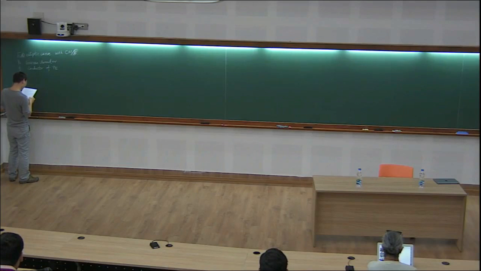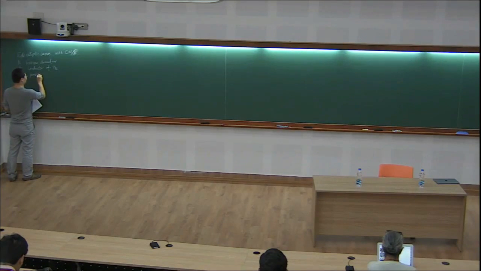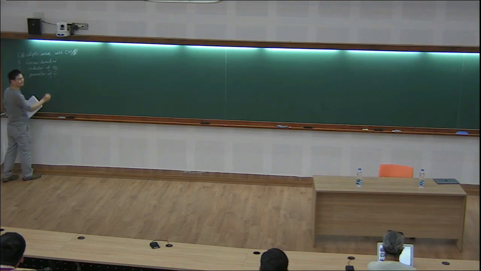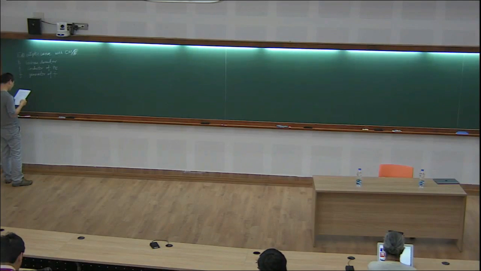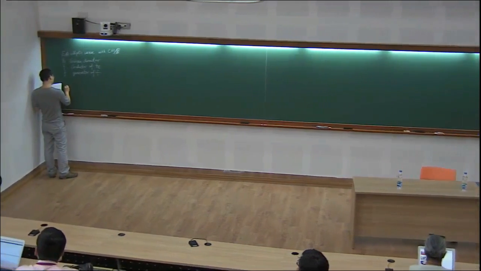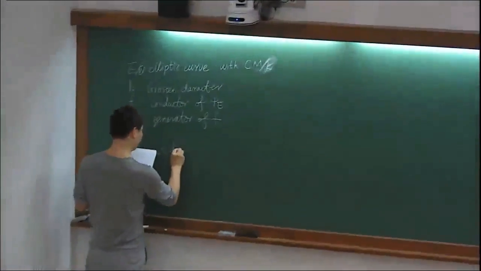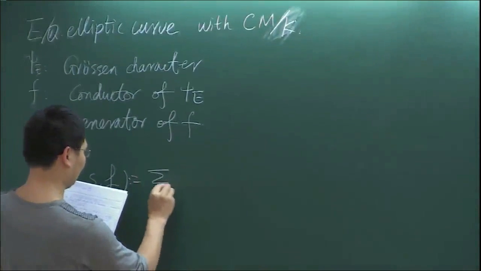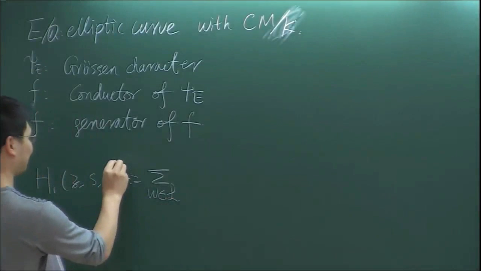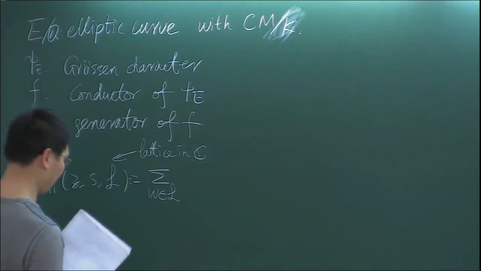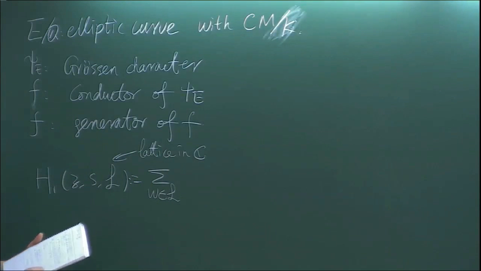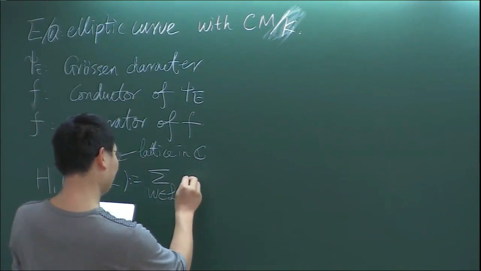Here K is an imaginary quadratic field, and this f is the generator of F. Then we have the Eisenstein series. H1(z, s, L) is defined to be this series, where L is a lattice in C. Z and S are two variables, and this is equal to this.